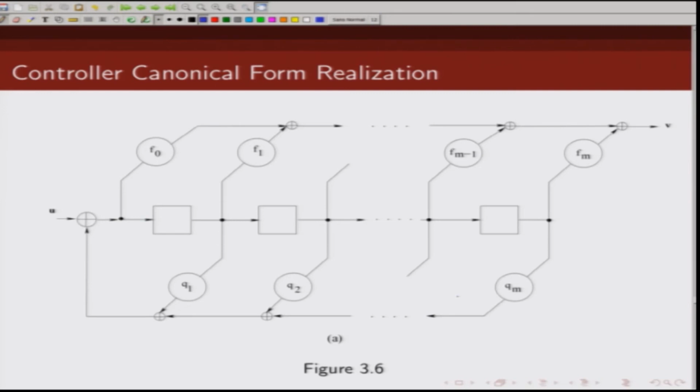So, you can see this is how we can realize a convolutional code using controller canonical form realization. Please note, these adders are external to the shift register, there are no adders internal to the shift register. The inputs are entering on the left hand side, whereas output is taken from the right hand side.